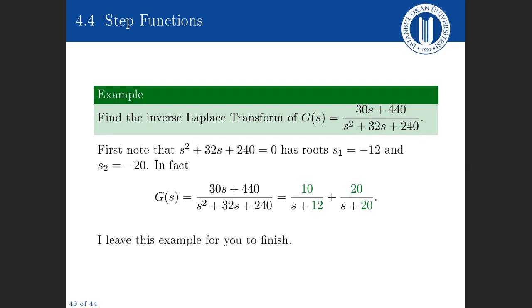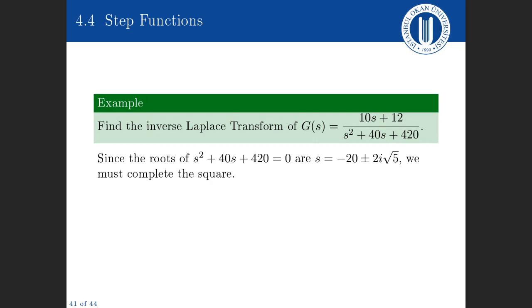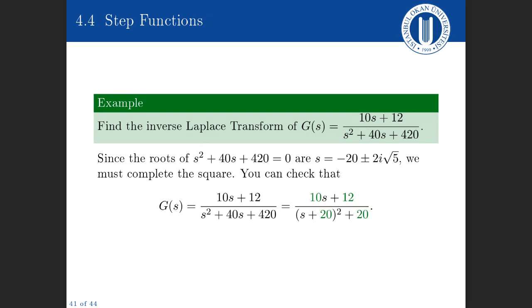I'm going to leave this example for you to finish. Let's do another one. Find the inverse Laplace transform of 10s plus 12 divided by s squared plus 40s plus 420. What are the roots of the denominator? The roots of the denominator are complex numbers. So we don't want to use partial fractions. Instead, we must complete the square. And I leave it for you to check that after we've completed the square, we get 10s plus 12 over s plus 20 squared plus 20.